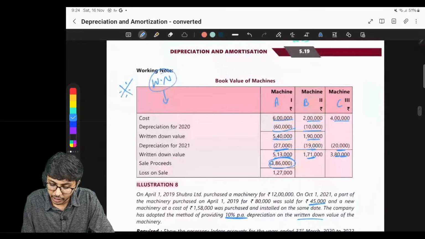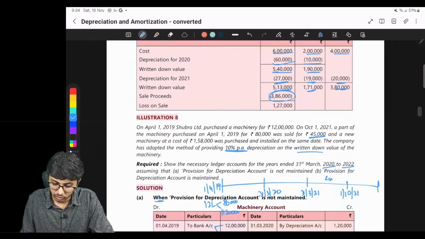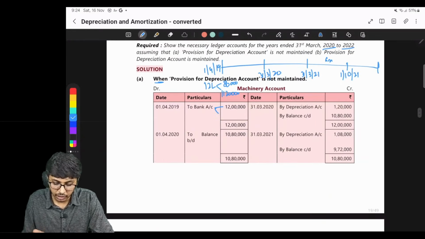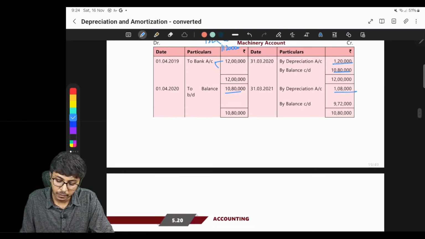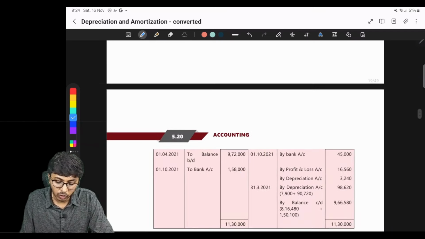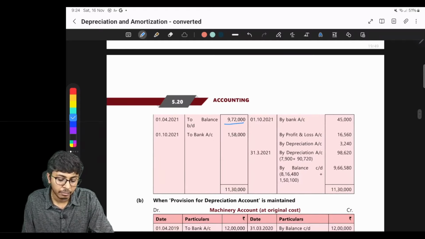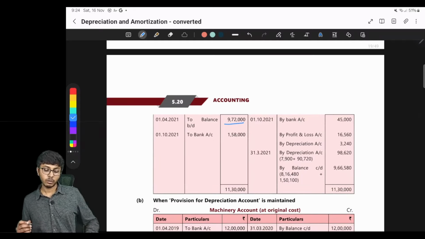So machinery A and machinery B will be 80,000 and 11 lakh 20,000. Like that you can prepare the machinery working note. So to bank 12 lakhs, by depreciation it will be 1 lakh 20,000, and the balance will be 10 lakh 80,000 brought forward. Then 10% fixed amount on 10 lakh 80,000 will be 1 lakh 8,000. Then we go to 2021, your balance will be 9 lakh 72,000.